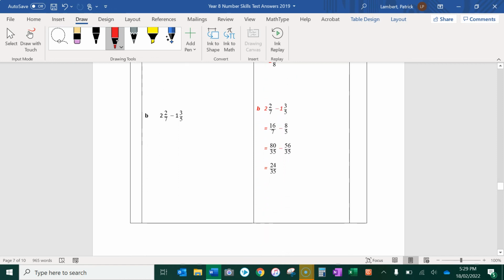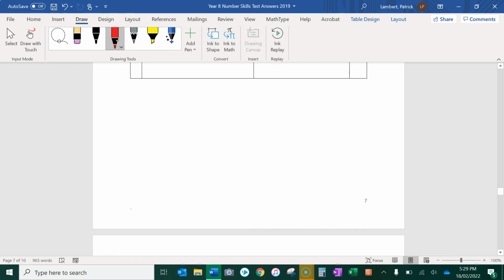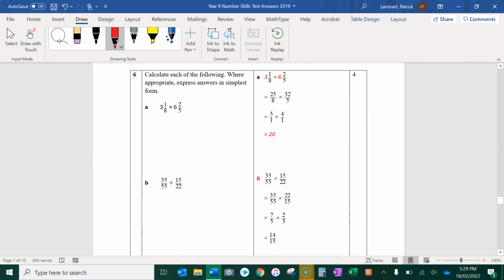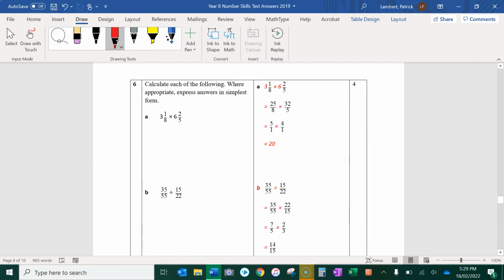Then here, 16 over 7 minus 8 over 5. 35 is the lowest number that the denominators go into. Then it becomes 24 over 35. That's in its simplest form. Calculate each of the following. Where appropriate, express it in its simplest form.